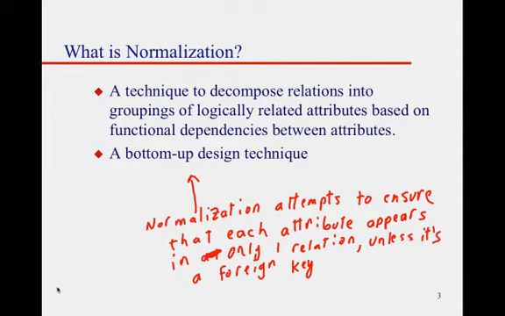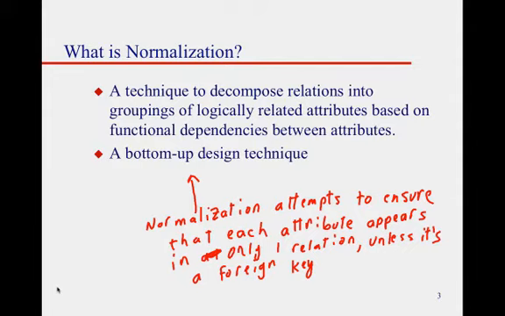And it's also trying to make sure that not just that it appears in only one relation, but that it's grouped with other logically related attributes. So for example, if I have a client number, logically the client's name and their address are going to be grouped with the client. If it's a branch, logically its telephone number, its manager, and its address are going to be grouped with it.